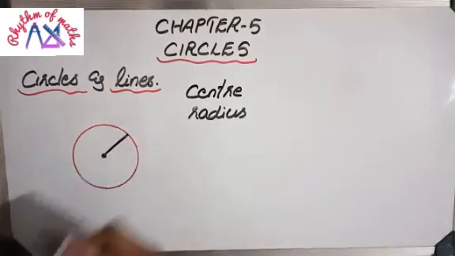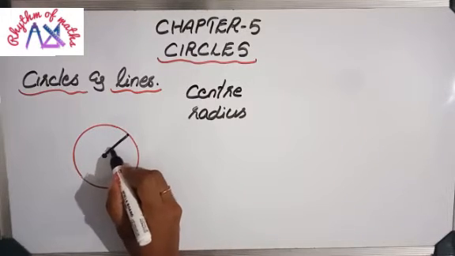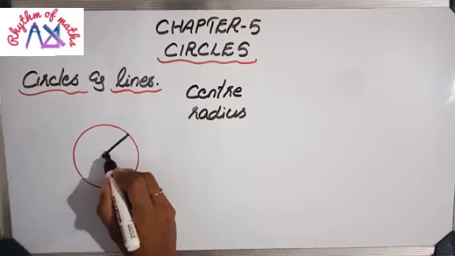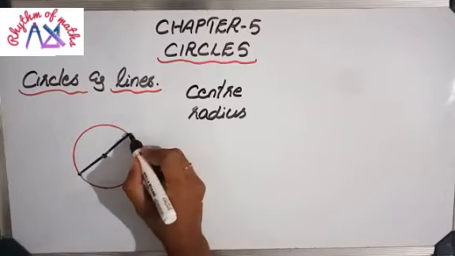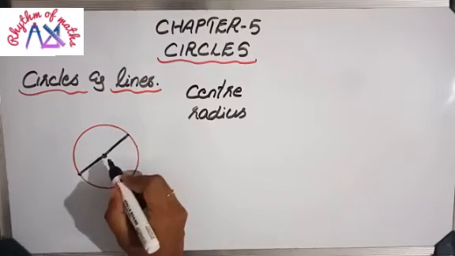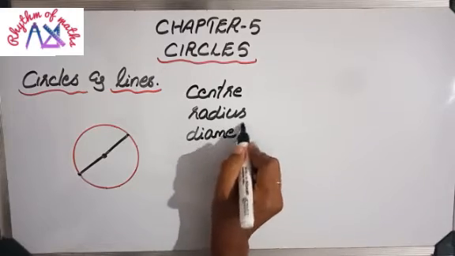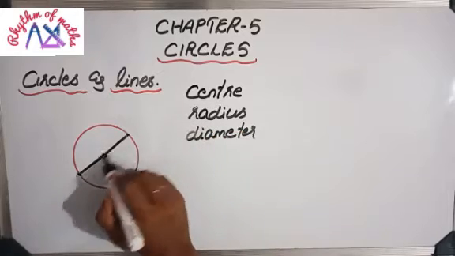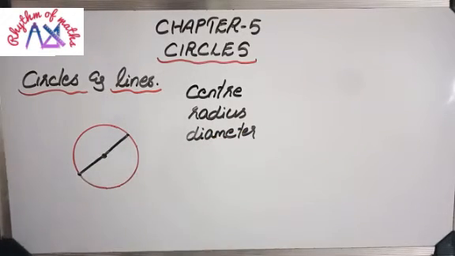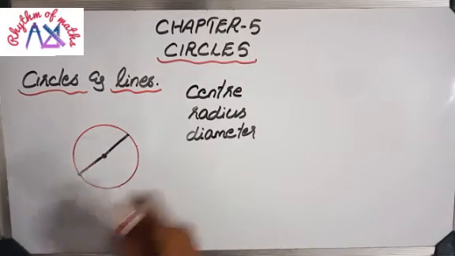Suppose from the center point, we extend this line towards the other side also, as a complete line, so that it touches the circle at two ends. At this time, this line is known as diameter. Diameter means double the radius. The sum of two radii is known as diameter. So these things you have learned: center, radius, then diameter.